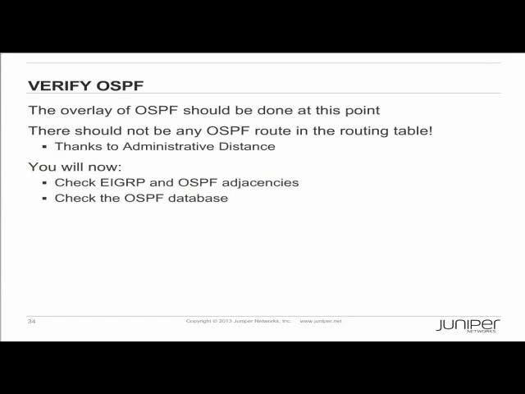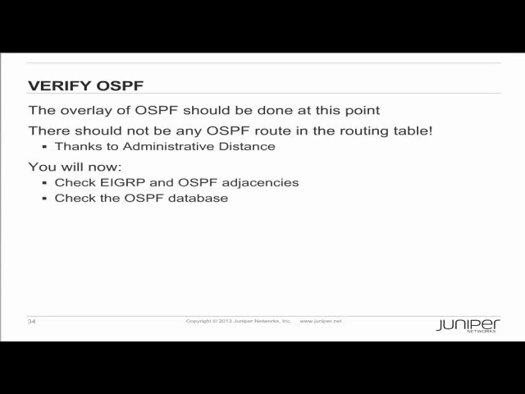Okay, so if you started in the core of your network and you worked your way to the edge, slowly adding these 3 steps, you should be done with your OSPF overlay. Now, if we've done it correctly and we've cleaned up EIGRP and we're not redistributing connected, you should not have any routes for OSPF in your routing table.